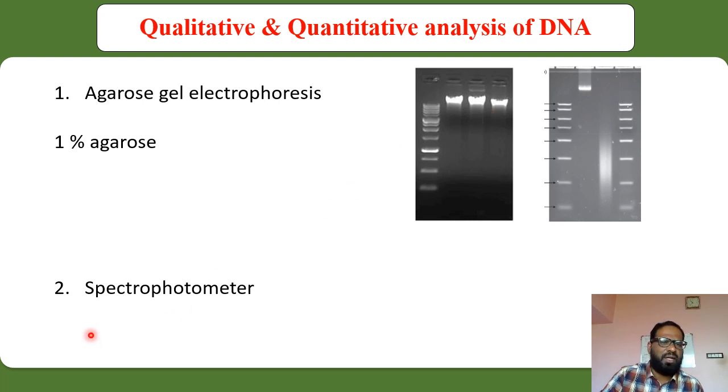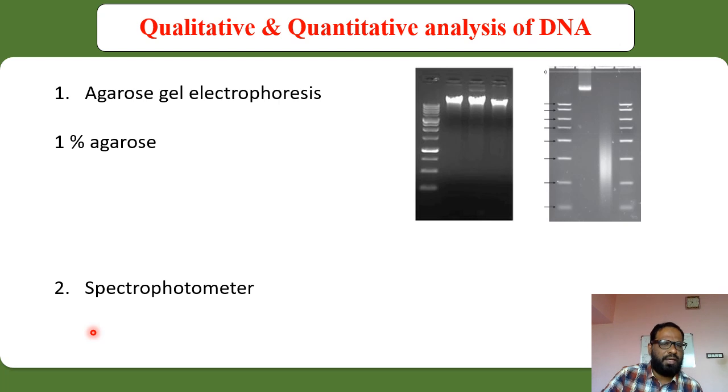The second method is called the spectrophotometric technique. What we do is take readings of absorbance at 260. What is the inference? If you get one OD, it means the DNA sample has 50 micrograms of DNA per ml. This is one important parameter, because here we are going to judge the quantity of the DNA molecule. One OD corresponds to 50 micrograms of DNA per ml.